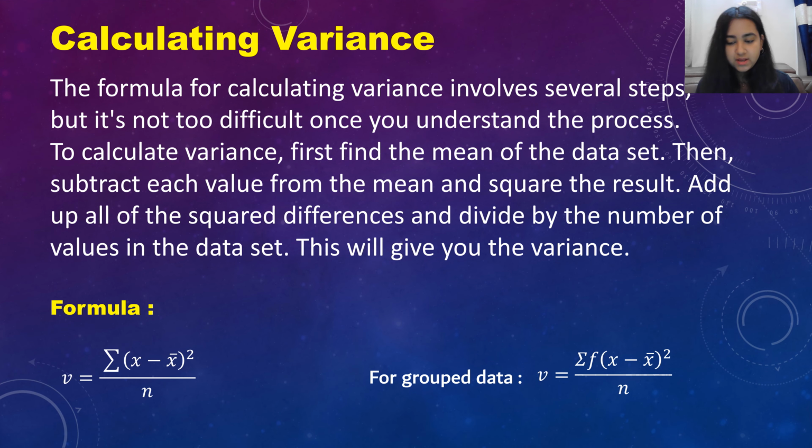How to calculate variance? The formula for calculating variance involves several steps, but it's not too difficult once you understand the process. To calculate variance, first we have to find the mean of the data set. Then subtract each value from the mean and square the result. Add up all the squared differences and divide by the number of values in the data. This will give you the variance. And this is the formula, and the second one is the formula for grouped data.